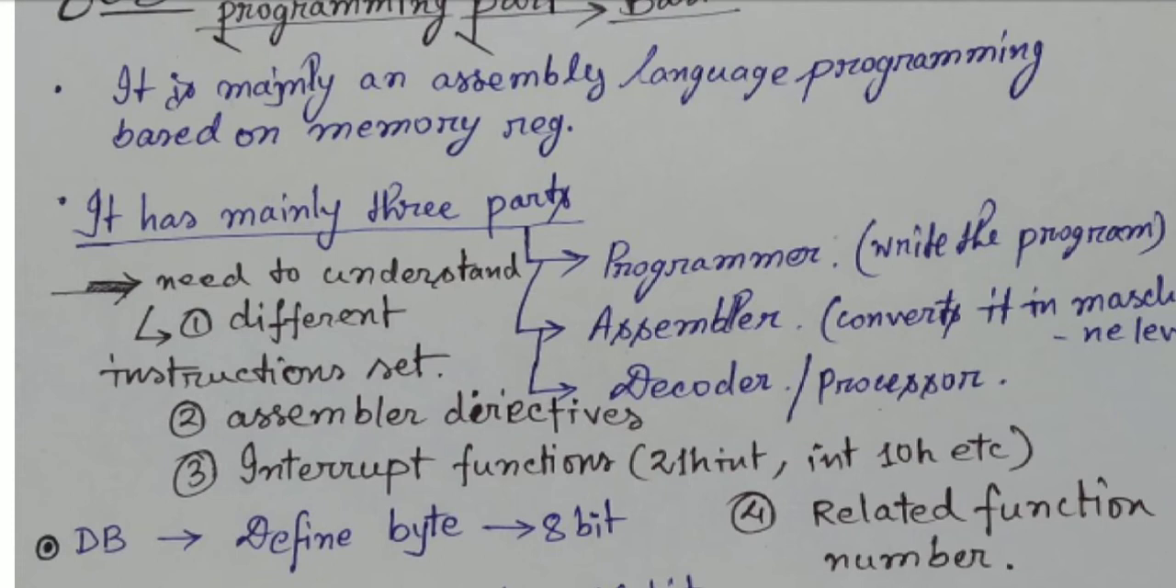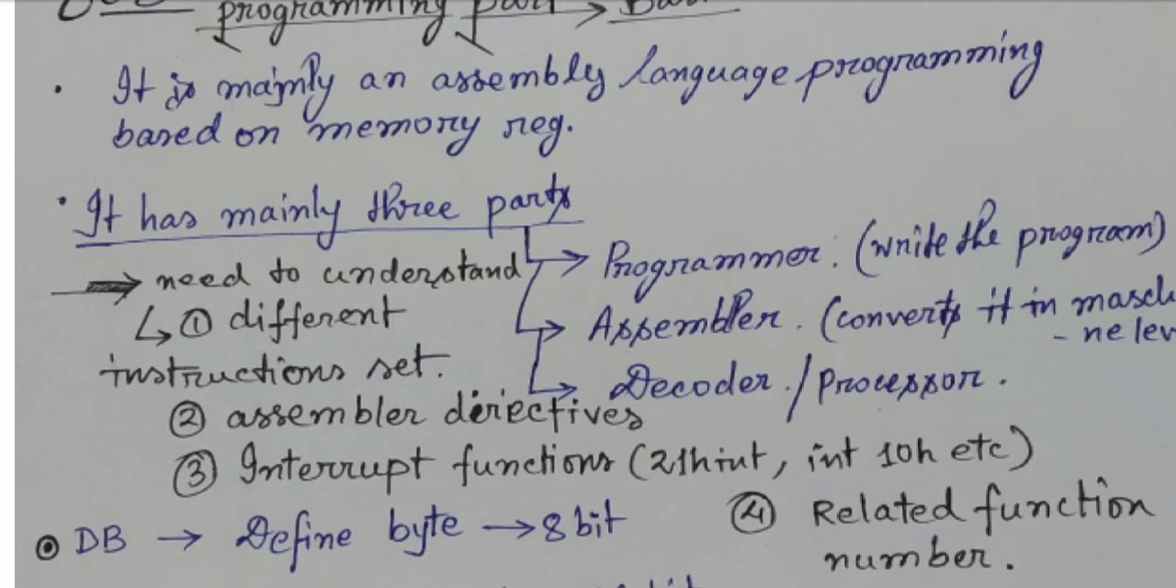The first one is the different types of instruction sets. The second one is assembler directives. The third one is interrupt functions. The fourth one is the related function numbers. I hope all of you know these, because in the previous video I discussed these topics. So go and check it out.